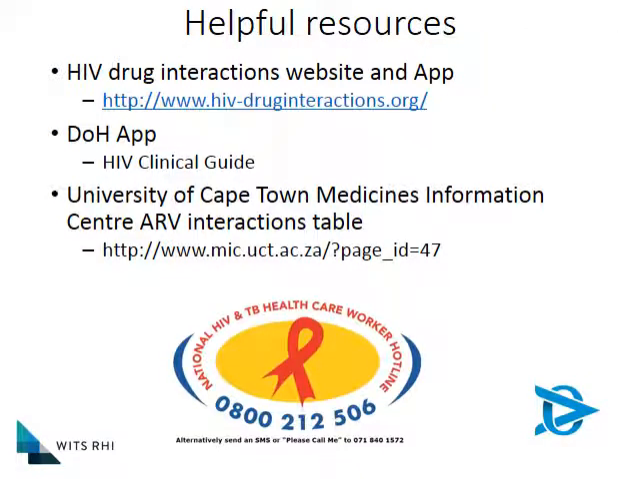And there's a few resources. The trick with drug interactions is just to be able to ask yourself the question, might there be an interaction here? And if you're asking yourself that question, go and look it up. And there are some great apps, as well as websites, as well as the Medical Information Center. The National HIV and TB Healthcare Worker Hotline is staffed by pharmacists, and you can call them up and check whether you think there might be an interaction.